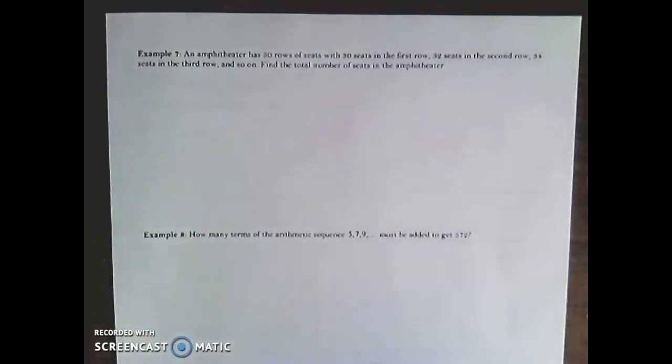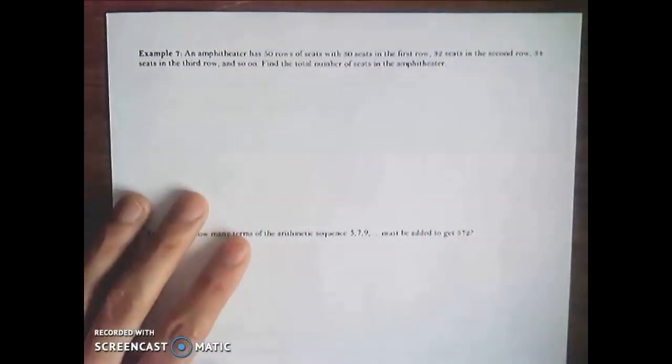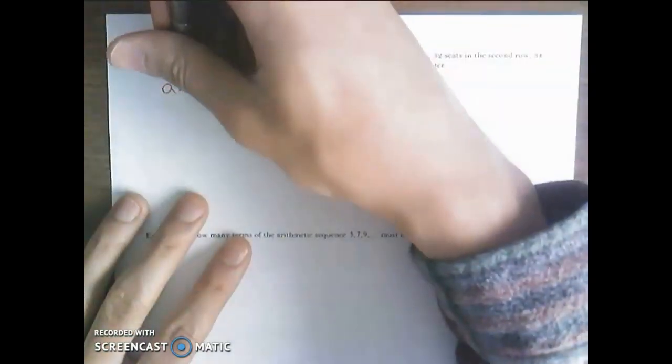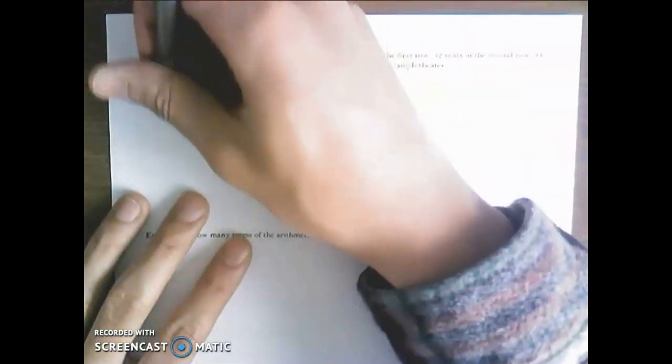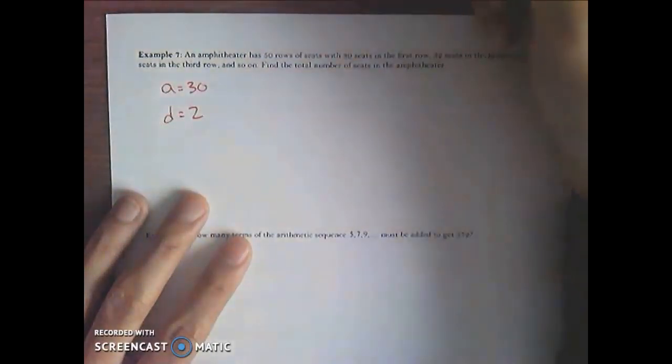Alright, let's try a few more examples. Example 7, we have an amphitheater that has 50 rows of seats with 30 seats in the first row, 32 seats in the second row, 34 seats in the third row, and so on. Find the total number of seats in the amphitheater. So the initial term, the first term, a, is however many seats are in the first row. We have 30. The common difference, how does the number of seats change per row? We add 2. So our common difference is 2.